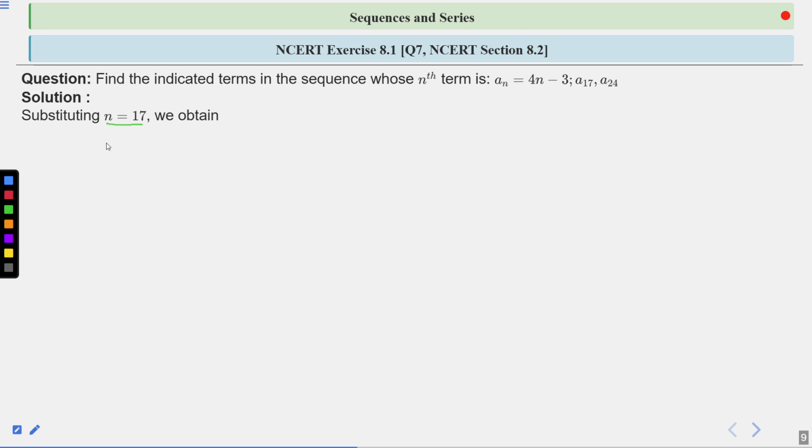Substituting n = 17 in order to get the 17th term, A17, using the rule: 4 times 17 minus 3, which is equal to 68 minus 3, which is equal to 65.